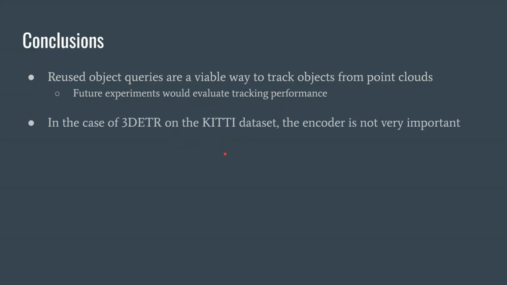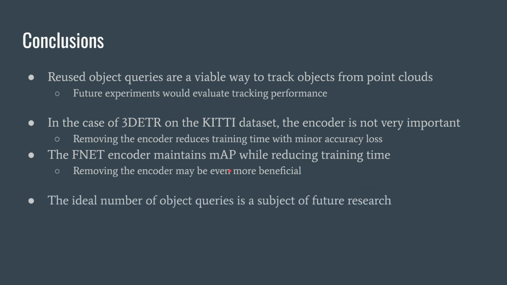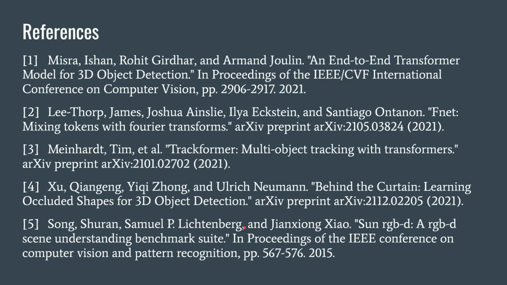And in the case of 3-DETR on the KITTI data set, we found that the encoder was not very important, that removing it reduced the training time and didn't affect the accuracy very much. We found that the FNet encoder did maintain the mean average precision and reduce the training time, but that removing the encoder entirely was more beneficial. And again, the ideal number of object queries can be researched in the future.